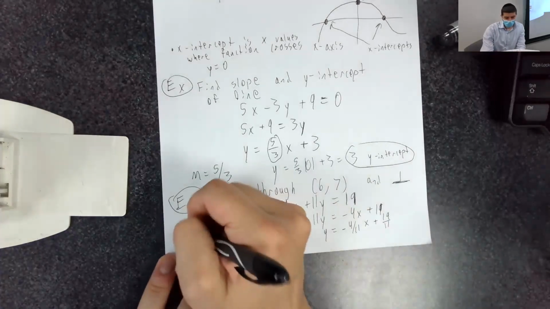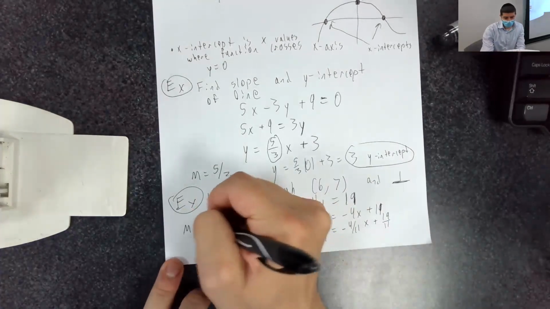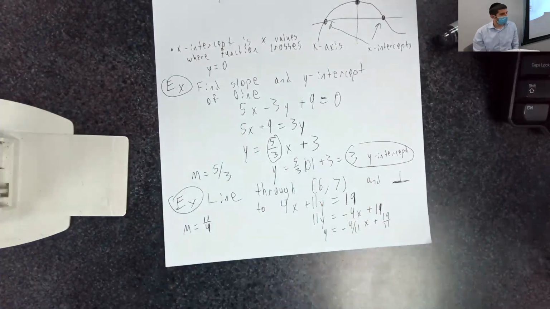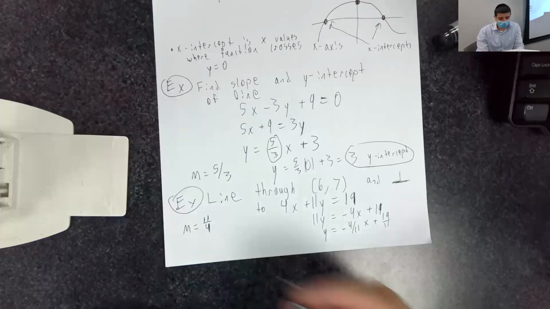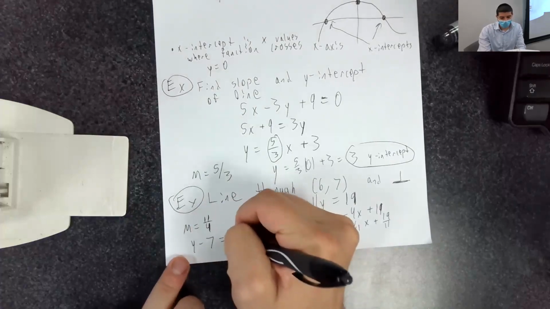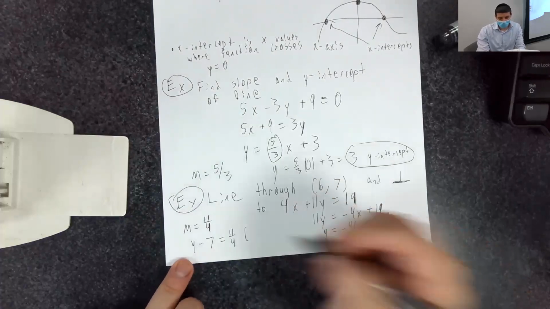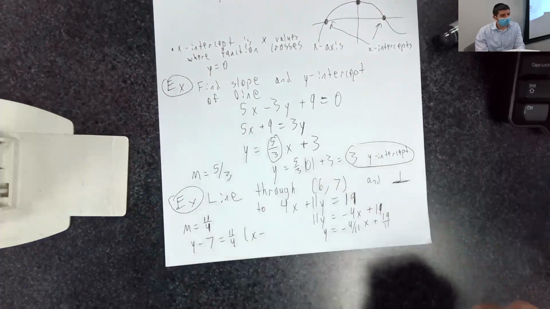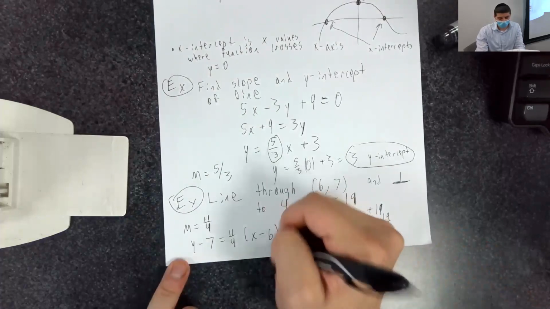So the slope is going to be the negative reciprocal, 11 over 4. And the point is (6, 7). Okay, so we have a point and we have a slope. We can just write it down. So y minus 7 is equal to 11 over 4 times x minus 6. And that's it.